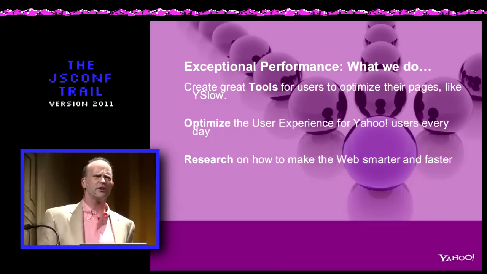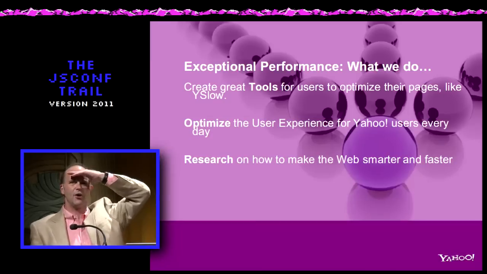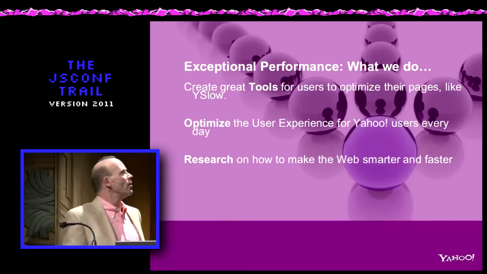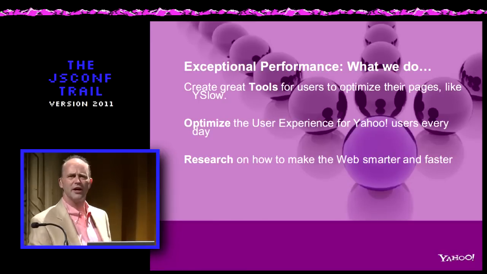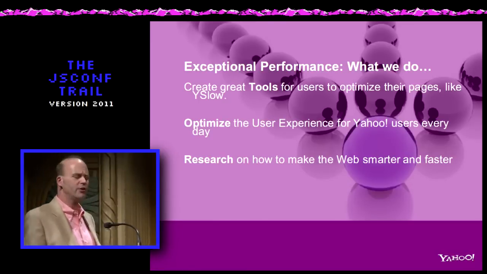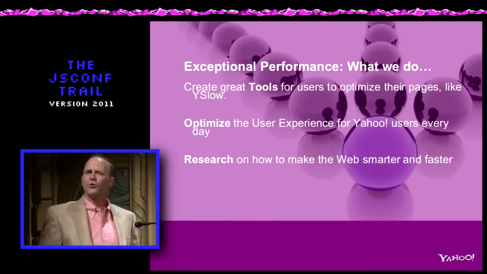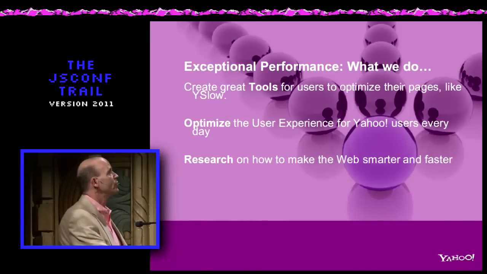A lot of what we do is building tools. I think everyone here knows about YSlow. Anybody not know about YSlow? I didn't think so. Okay, everybody knows YSlow is written in JavaScript. A lot of what we do is optimizing the user experience. Every time you go to a Yahoo page, we're out there trying to make it faster every day. And to touch on today's topic, we do a lot of research, forward thinking, advanced technology. What are we going to do to make the web faster and smarter today? And that's where we're headed today.